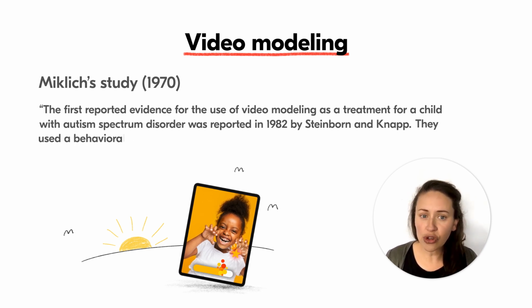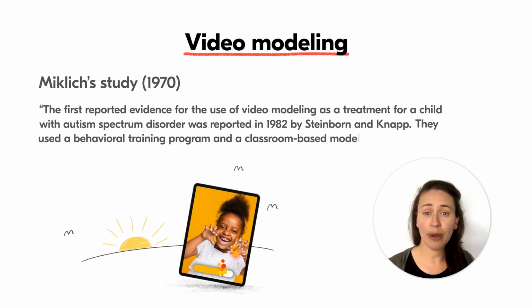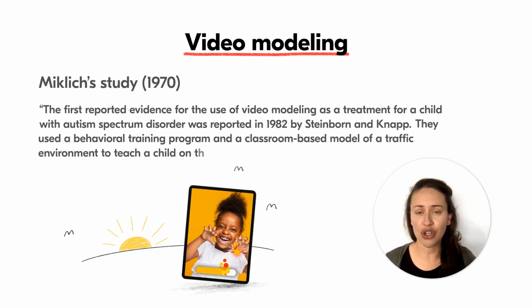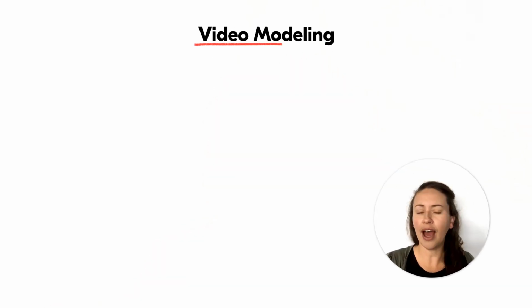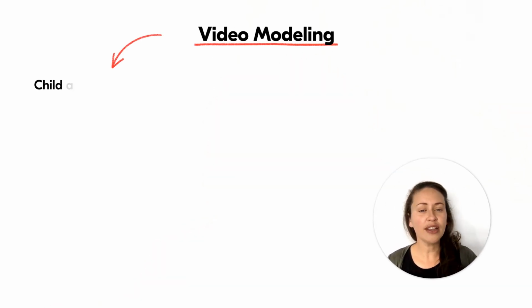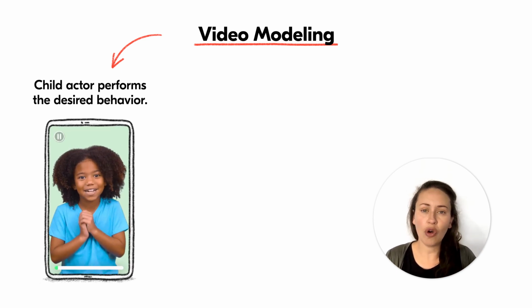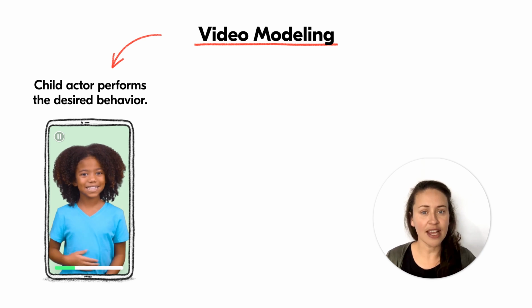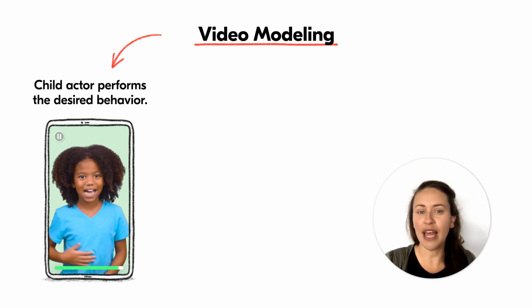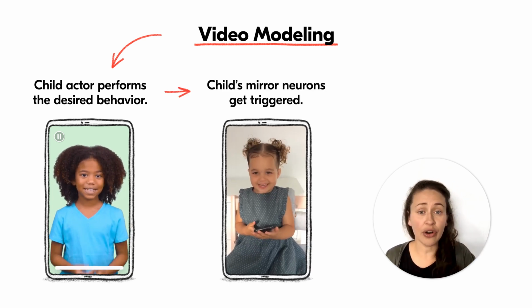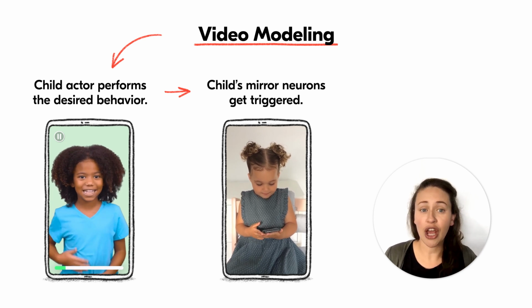They used a behavioral training program and a classroom-based model of a traffic environment to teach a child on the autism spectrum pedestrian skills. Since then, video modeling has been the go-to method for teaching social skills to kids with autism and speech delay as well. How video modeling works: when a child is observing other children in the video performing the desired behavior, in this case, saying different words, different sounds, or even singing songs perhaps, that triggers the child's mirror neurons, which start the imitation process.